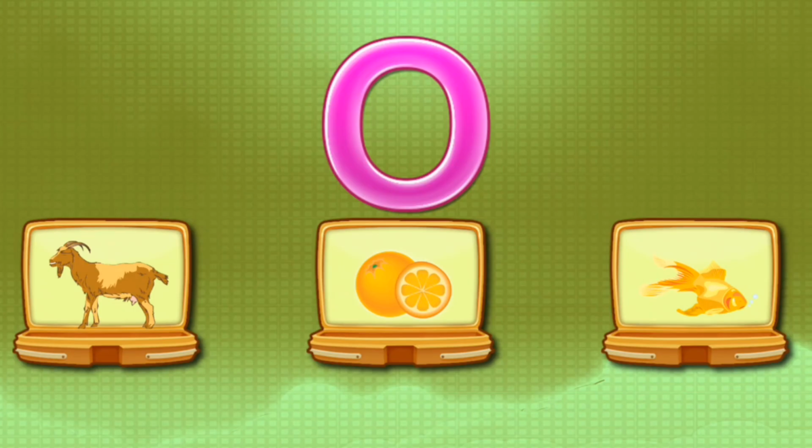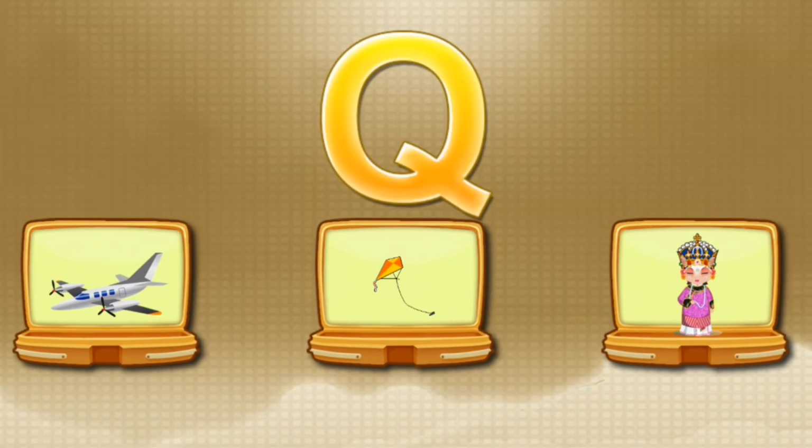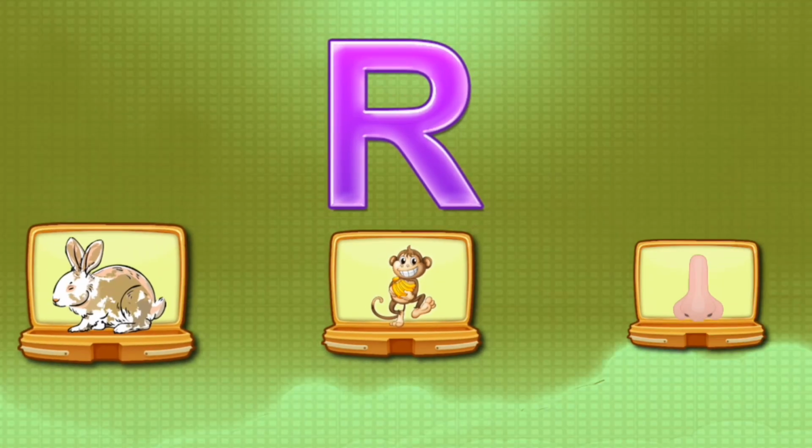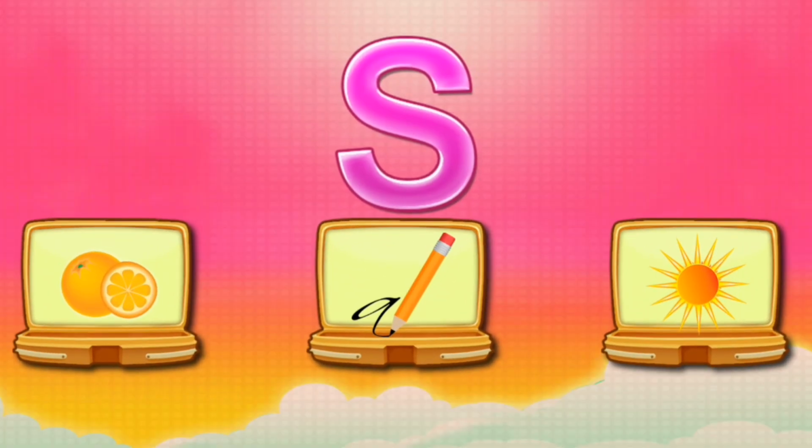O for Orange. Guess in the below picture. Orange. P for Pencil. Guess in the below picture. Q for Queen. Guess in the below picture. Queen. R for Rabbit. Guess in the below picture. Rabbit. S for Sun. Guess in the below picture. Sun.